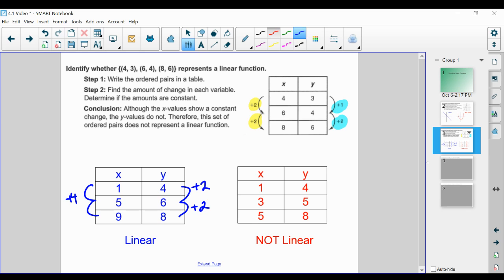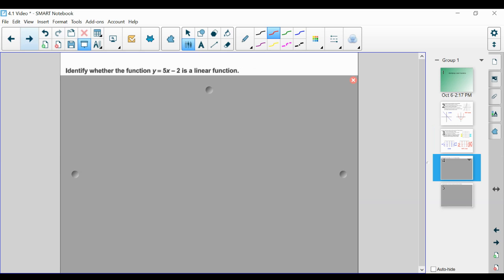But over on the right-hand side, in the table in red, if we look at our x values, we're increasing by 2. So that is good so far. But if we look at our y values, 4 to 5, we have to add 1. 5 to 8, we have to add 3. That's no bueno. So since we do not have a constant change in our y values, this is not going to be a linear function.